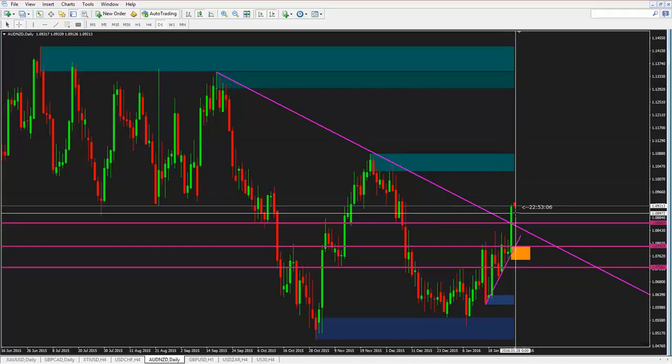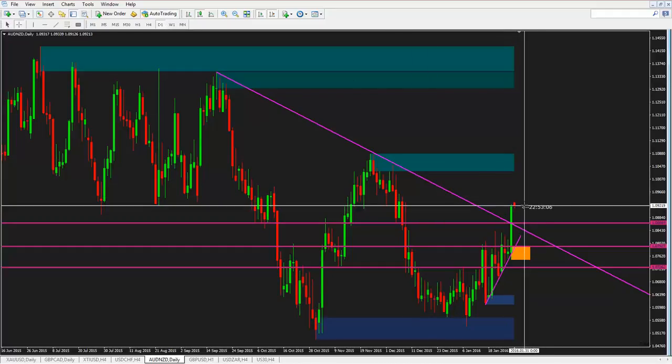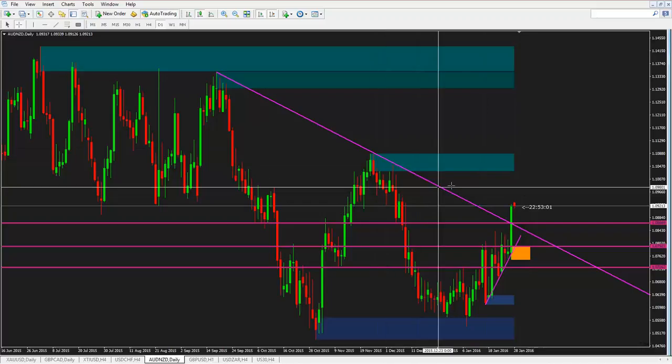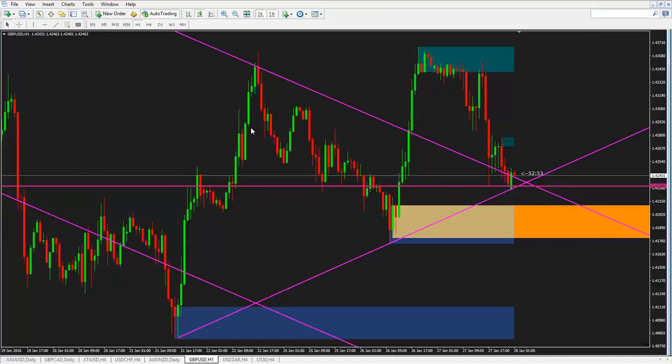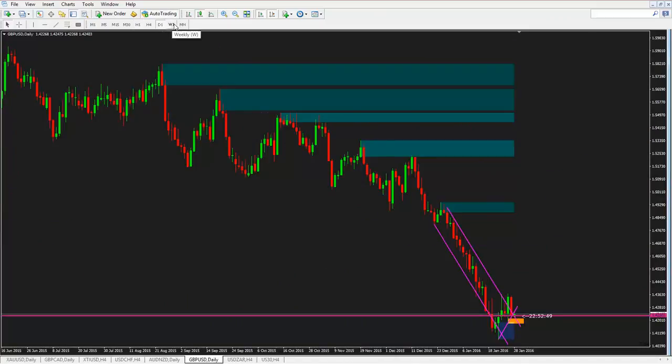I think we'll probably start to see price retrace now as we come into these highs, but no setups there. Okay, cable we have seen today. We've seen a bearish engulf to the bearish engulf. Okay, we are in a downtrend.